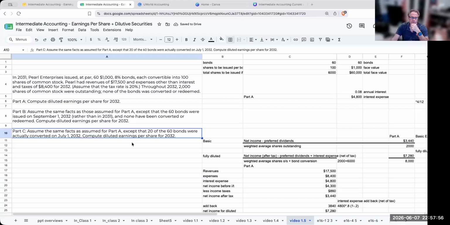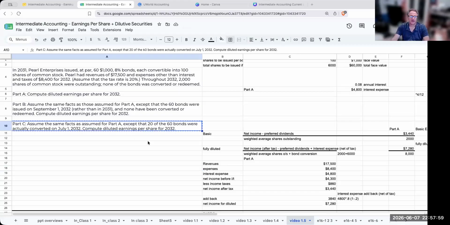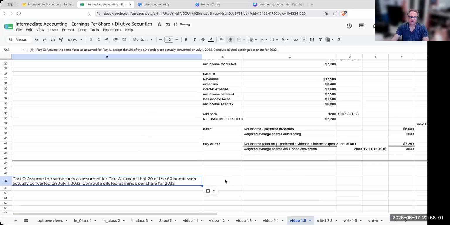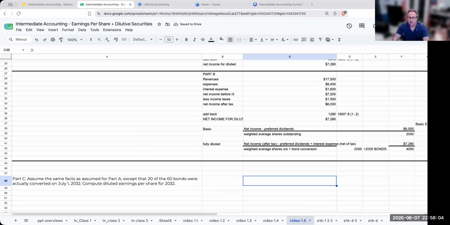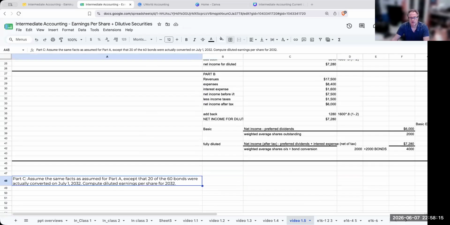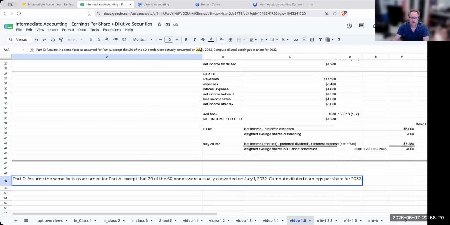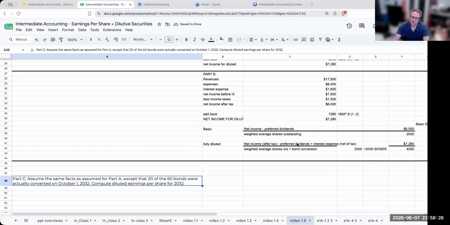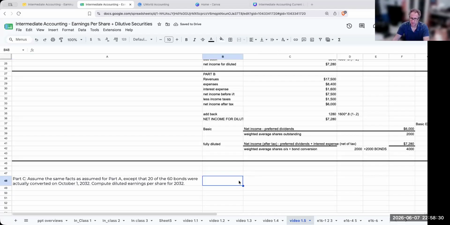Okay, so part C: assume the same facts as part A, except that 20 of the 60 bonds were actually converted on July 1st, 2032. Compute diluted earnings per share for 2032. So the one thing I'm going to change on this to make it a little bit more interesting is I want to change this here to be, let's call this October 1st. And the reason why I want to do that, you'll see momentarily, is it'll make the question a little bit more unique.